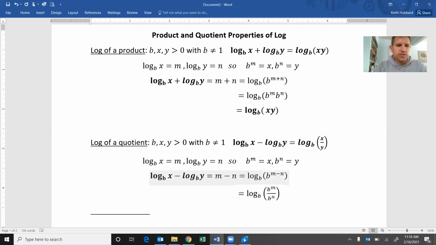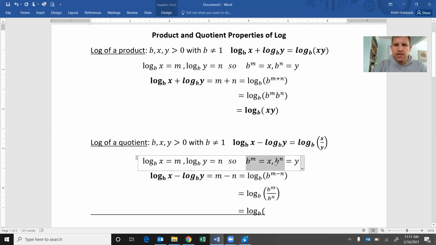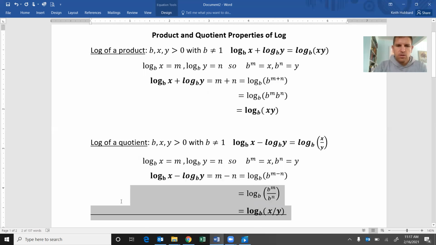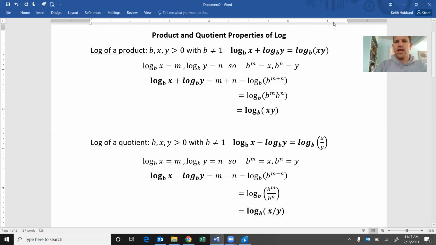Our last line, our big punch line here, is going to say equals log base b of, well, what's b to the m? B to the m is x, b to the n is y. So this right here is just x over y. And that's really what we're trying to prove to begin with. So there you have it. There's both of those proofs all in one handy place.